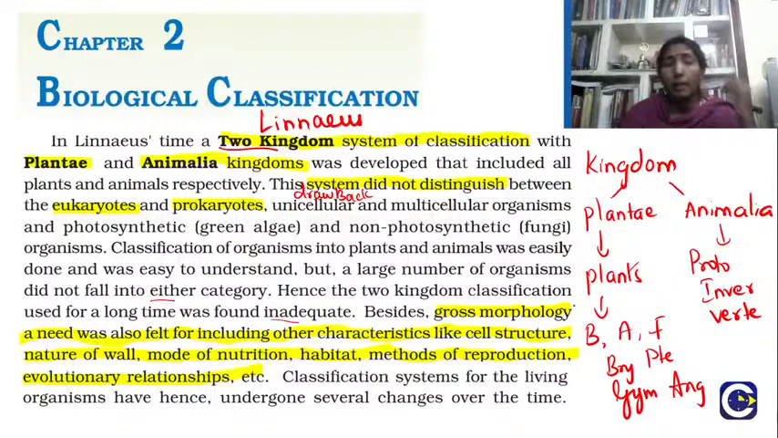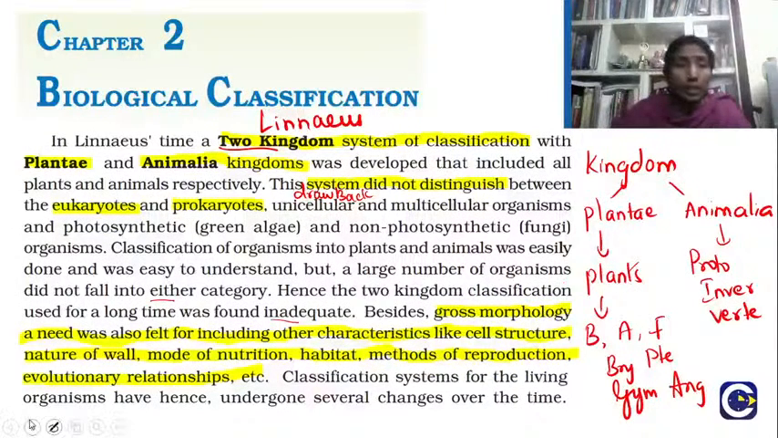Okay? But the main problem here, if you see, take for example Euglena or slime molds. They are flexible in their lifestyle. Microorganisms, they are included in both the kingdoms. You see, it will be included in both the kingdoms. Fungi, if you see, it will resemble the plant because it has got a cell wall. So there were many such confusions in the two kingdom classification.